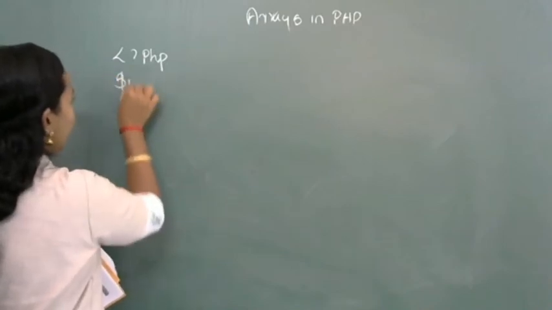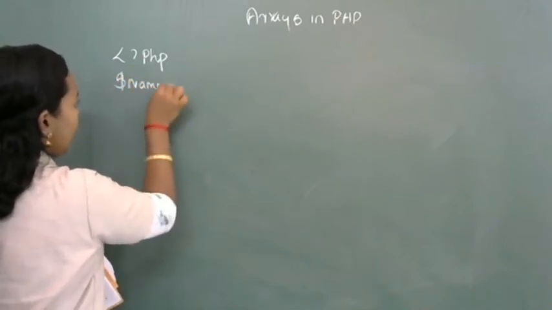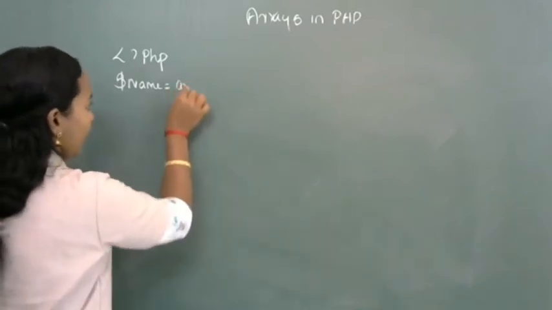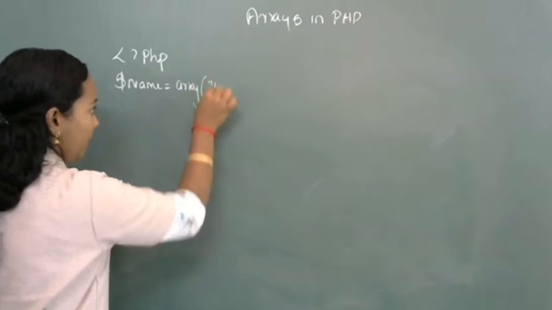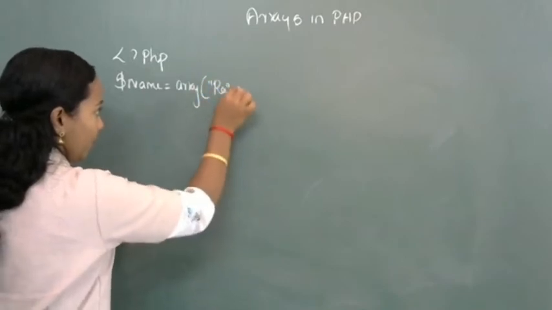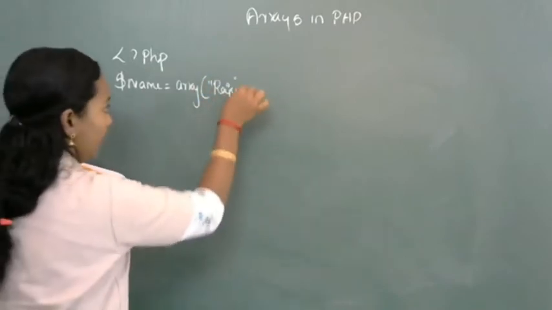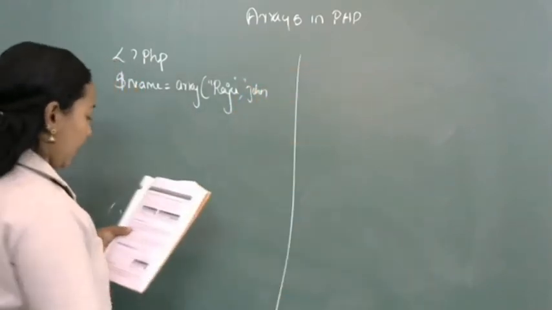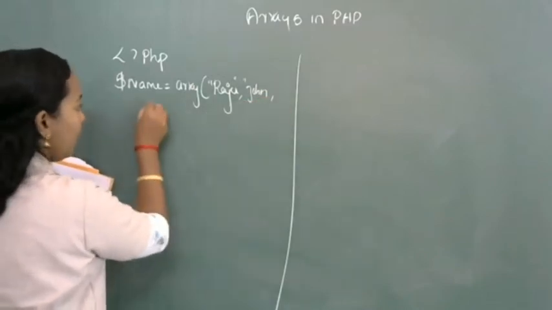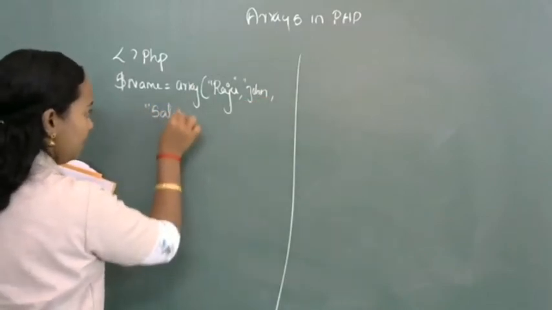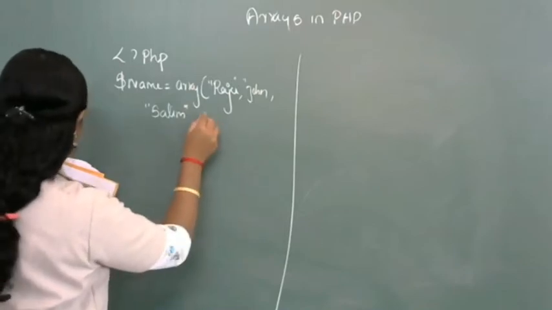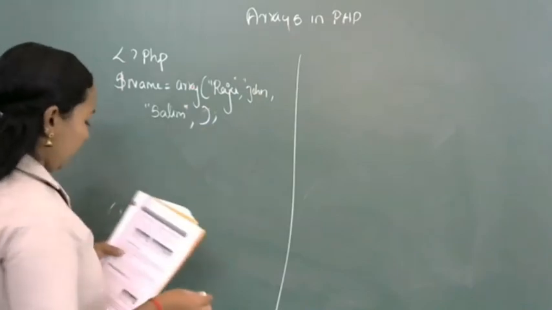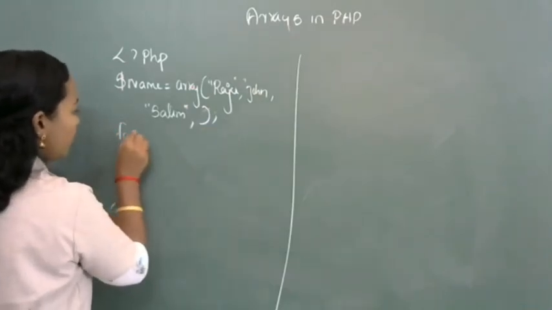I am going to declare an array, $name is equal to array. What is the array name here? Name. Then array, first name Raju. Then John. Second student name. Okay, so I am continuing on the next line. Salim. Then third one. Okay, only 3 names.